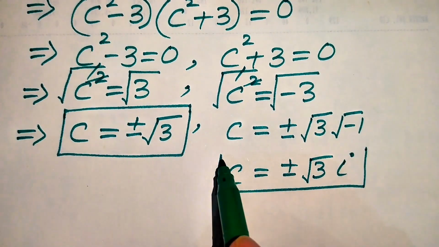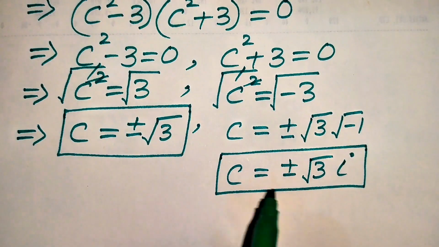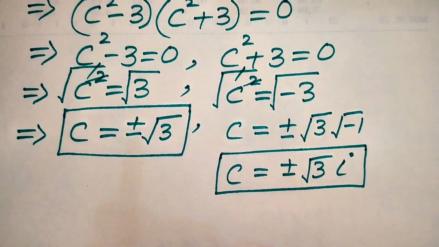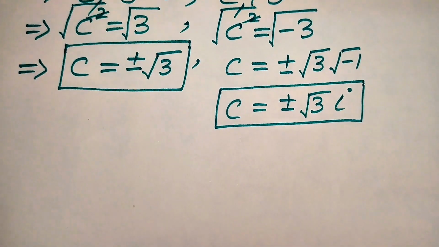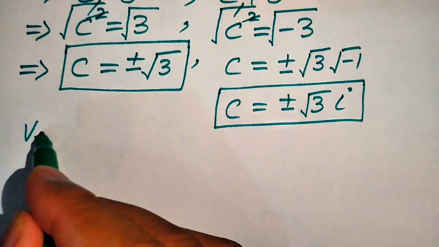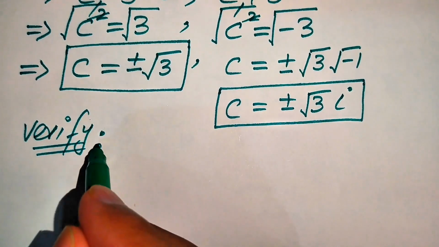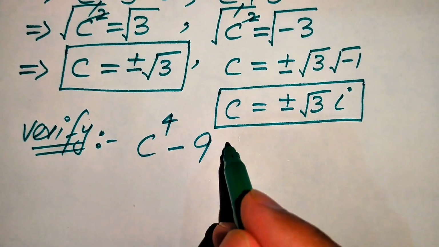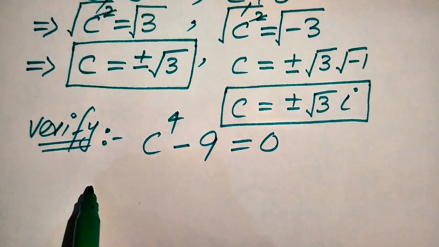So these are the other two complex roots of the given equation. So finally, these are the 4 roots which we get from the given equation. Now in the next step we need to verify these roots. In order to verify the roots, we need to copy down the given question statement, and the given statement is c to the power of 4 minus 9 equals 0. And now first we verify these two roots.